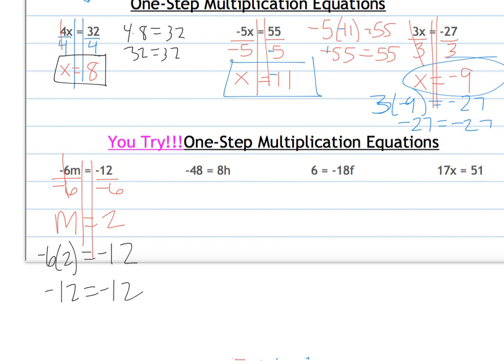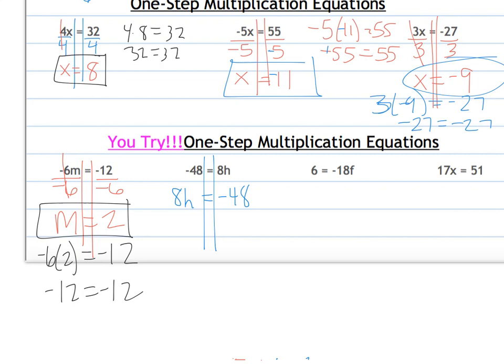And it works, so it's true. So remember, it's okay if they're in reverse. If you really want to rewrite this with the variable first, just move everything on either side. You don't have to, but it makes it nice because you do want your variable first in your answer.